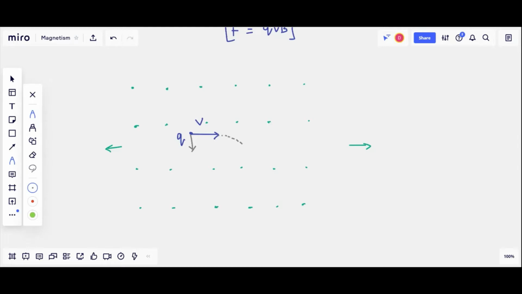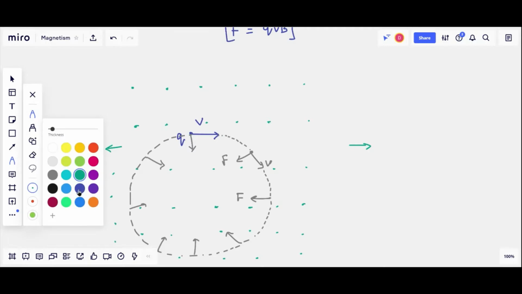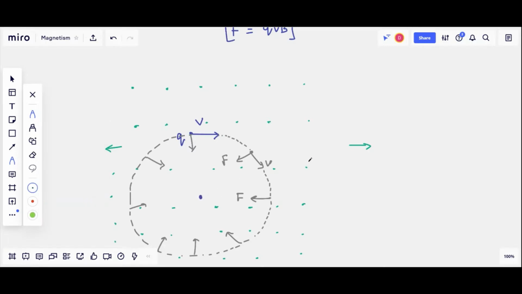Let's say it moves a little bit and comes over here. So the velocity is here and the magnetic field is still outside the paper. Where is the force acting? It's acting over here. So we realize that at every point, the force is acting towards a single point. If we make a complete circle, the force is always acting towards the center, and this leads to the conclusion that whenever a charged particle enters a magnetic field perpendicularly, it moves in a circle. That's why this is a special case, and this is the center of the circle.